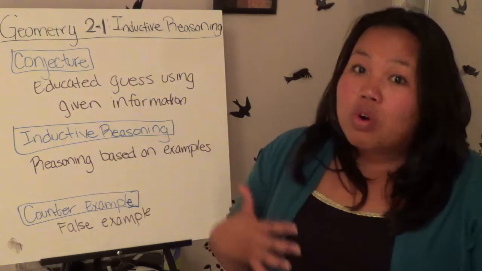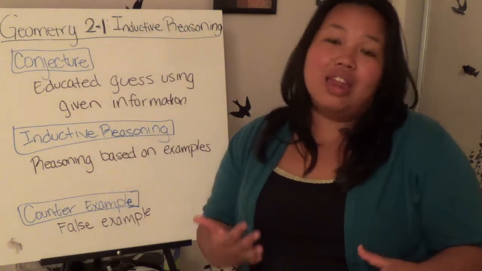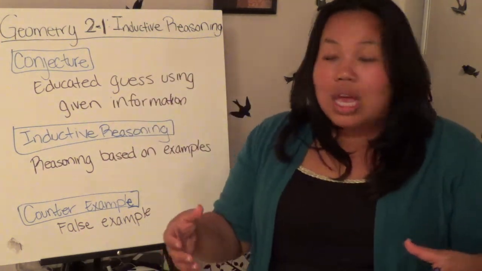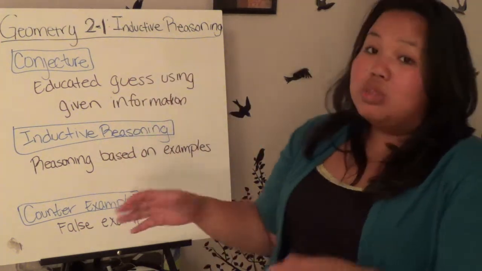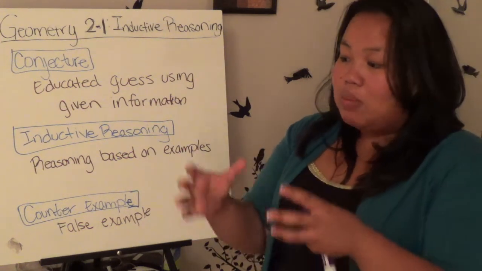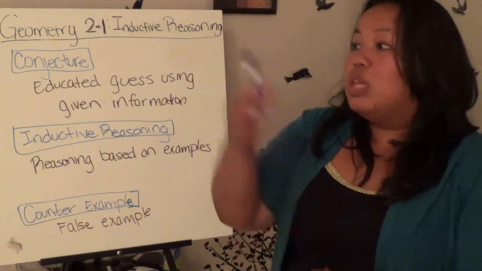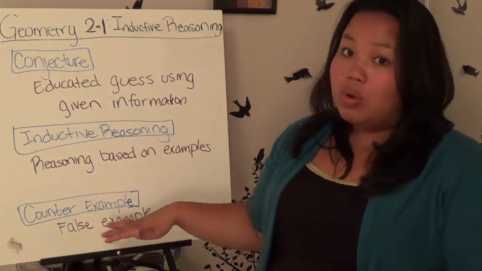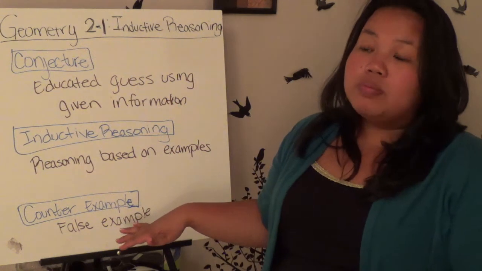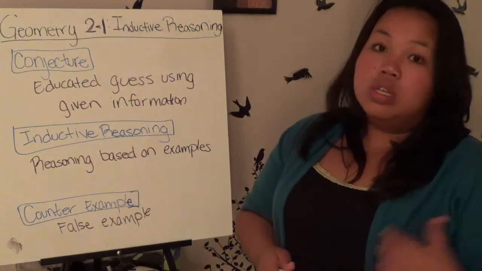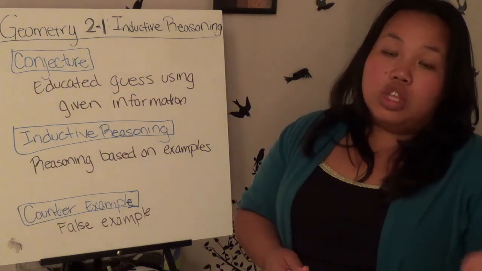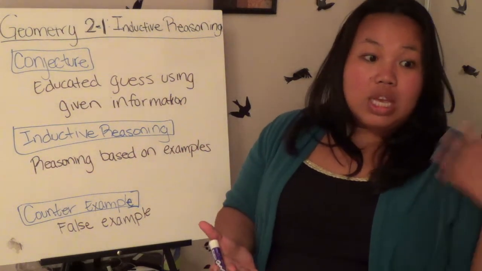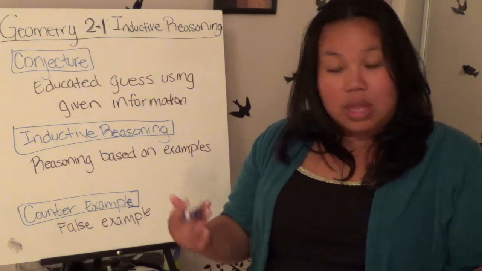Inductive reasoning is more of what they do in like CSI and solving crimes. You look at examples and look at clues and patterns. Inductive reasoning is more patterns, like this happened, this happened, this happened. So you can only conclude that this will happen. That is inductive reasoning. A counterexample would be, if you have two options, either this is true or this is true. And if one of them is false, then the other one has to be true.